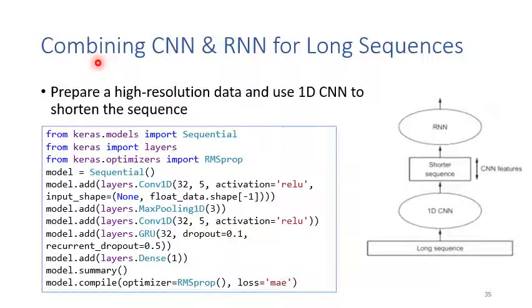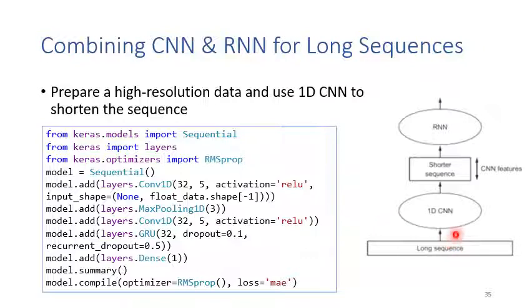We can go further by combining CNN and RNN models for long sequences. Suppose we have high resolution time series data. We can first apply a 1D CNN to filter the data to shorten the sequence, and then pass the shorter sequence to an RNN for processing. This picture shows the idea.